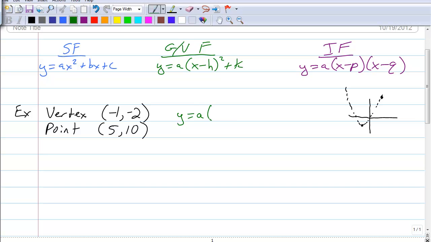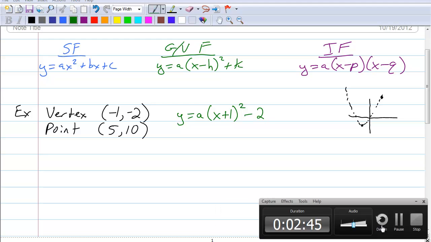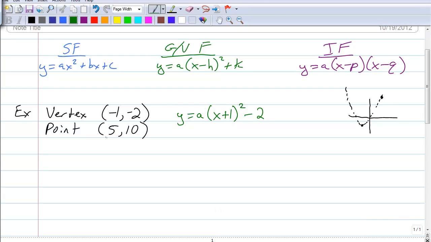Y equals a times the quantity of x. Now, h is -1, but it's x minus h, so it's going to be x plus 1, quantity squared, plus k, which is minus 2. So, the one thing I don't know is what a is. In order to determine what a is, we're going to plug this point into x and y. If we have numbers for x and y, we'll have everything except a, and we can solve for a. That's where this point comes in.